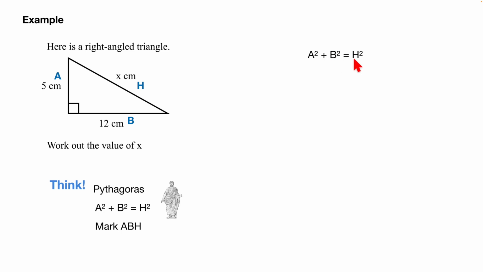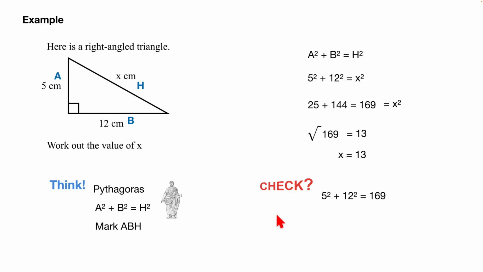A squared plus b squared equals h squared. We've got a and b lengths, so that's 5 squared plus 12 squared. 25 plus 144 equals 169. So x squared equals 169. We'll take the square root, and that's 13. So x equals 13. We can check this. 5 squared plus 12 squared equals 169. 13 squared equals 169. I can feel very good about that. So that's a very simple application of Pythagoras to find the length of an hypotenuse.